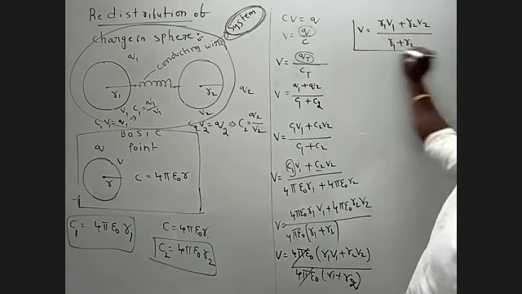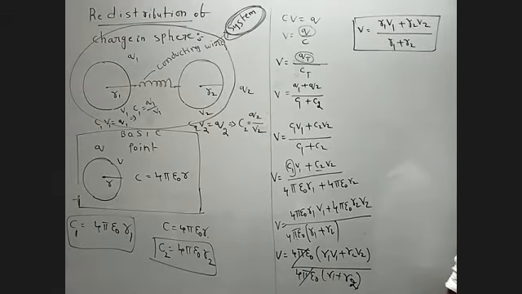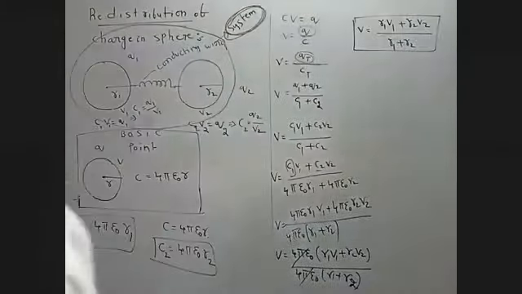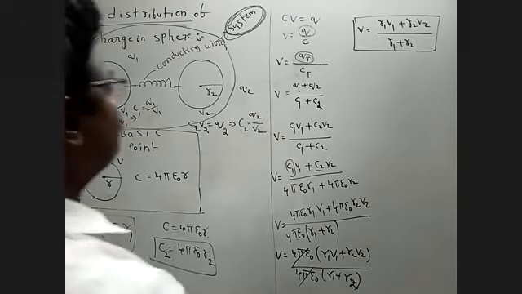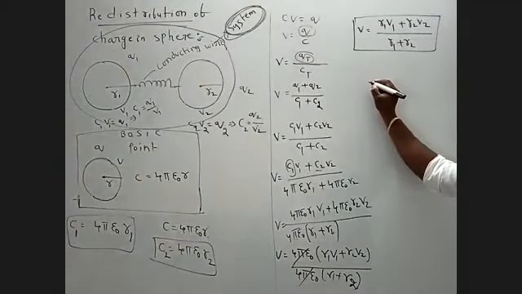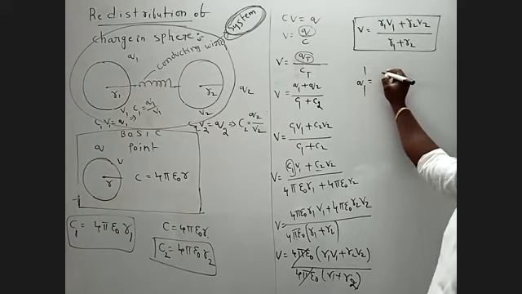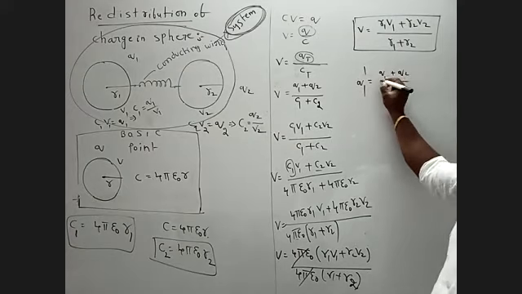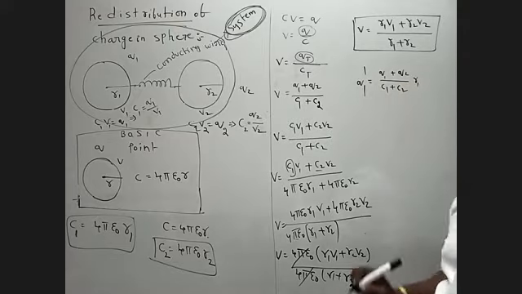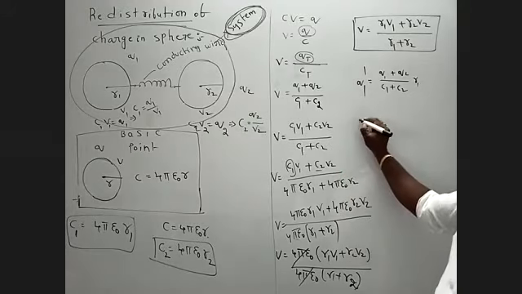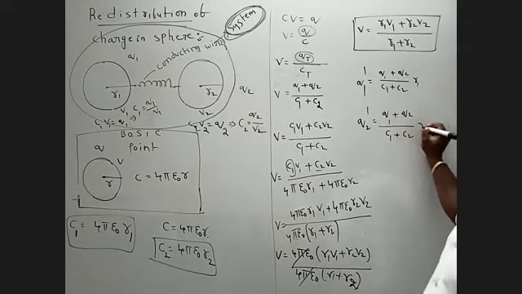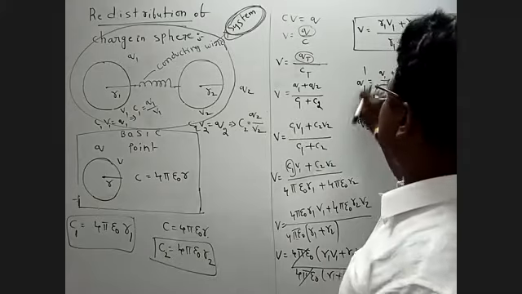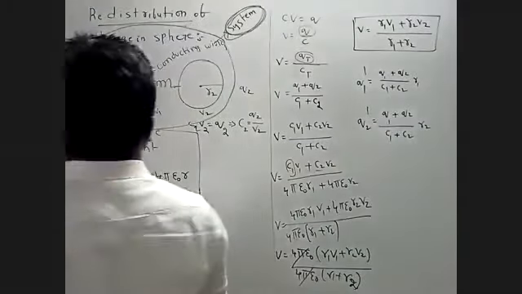This is the common potential V. We already know the formulas: Q1 dash is equal to total charge, (Q1 plus Q2) by (C1 plus C2), into C1. Similarly, Q2 dash is equal to (Q1 plus Q2), the total charge, by the total capacitance, into C2. So what is Q2 dash?